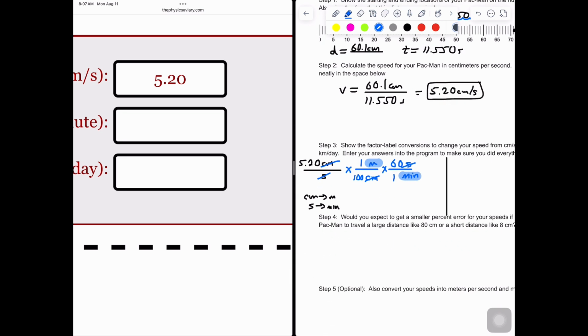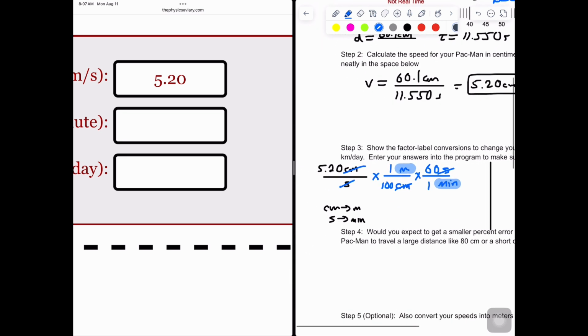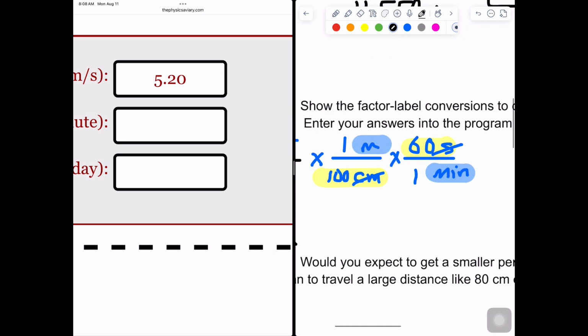Okay, now just let the math take care of itself. What does that math look like? 5.20 times 60, then divide that by 100. Go ahead and take some time to work your own problem. I'm getting about 3.12 meters per minute.